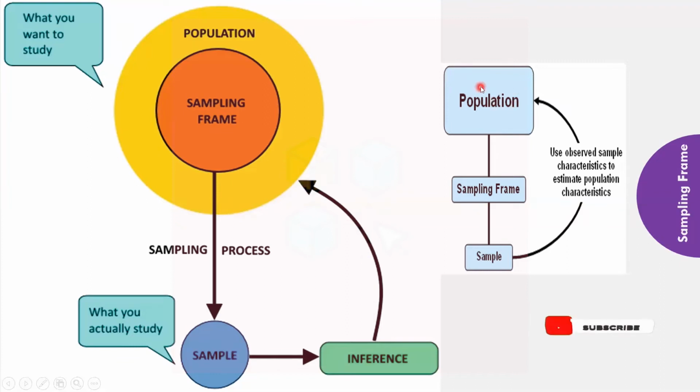From the flow chart, we can say that the population is a bigger group, and from this bigger group, the sampling frame is defined, and from the sampling frame, the sample is drawn, and from the sample, we estimate the parameters. On the basis of the sample, statistics are calculated, and inferences are drawn about the population. So on the basis of the sample, inferences about the population are drawn.